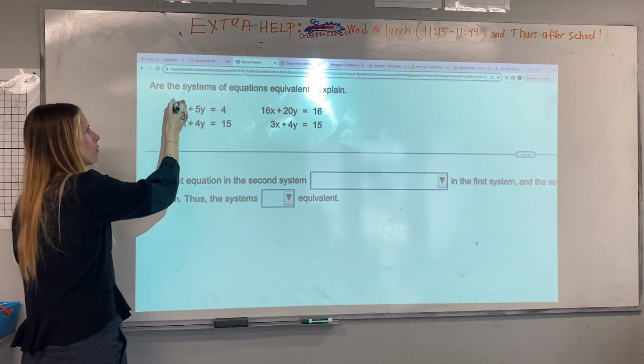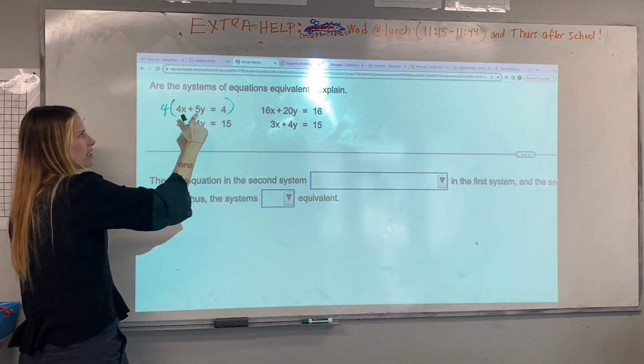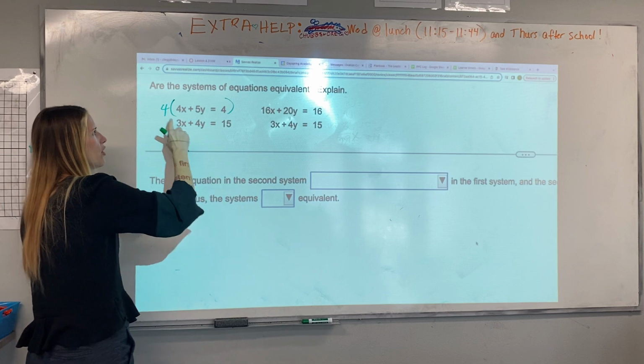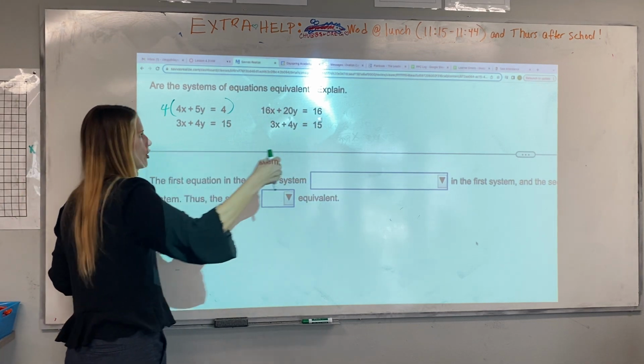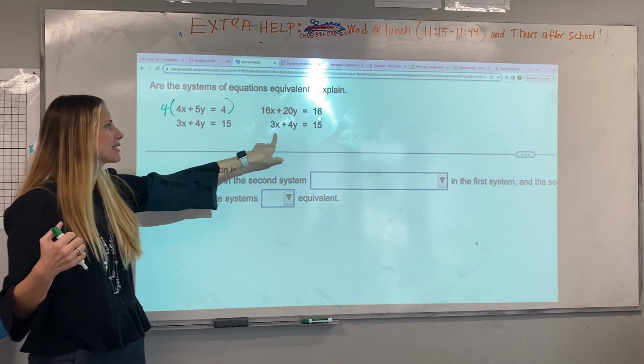4. So let's see if that works. 4 times 4x is 16x, good. 4 times 5y is 20y, good. 4 times 4 is 16, good. Is that okay? This bottom one is exactly the same.